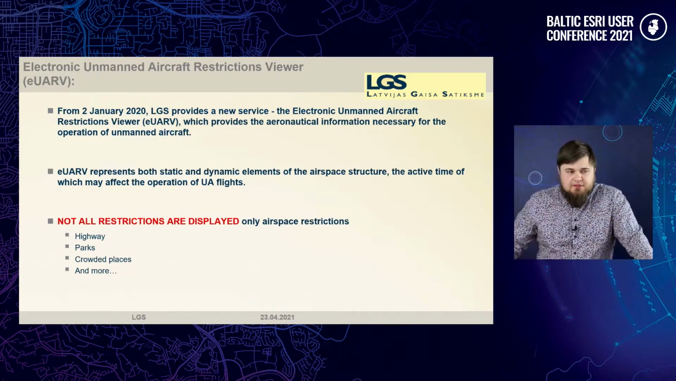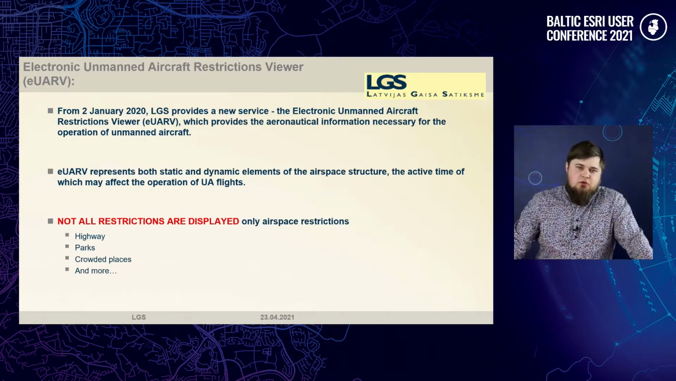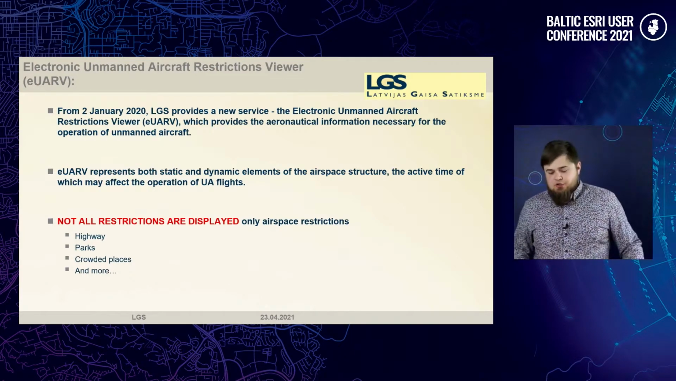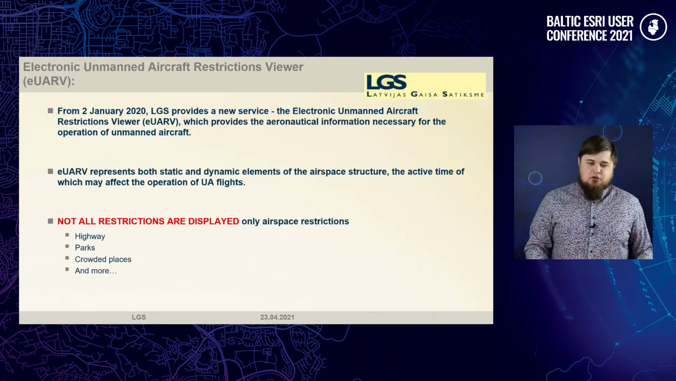But you need to remember that not all restrictions are displayed on this viewer. For example, regulations mention that you cannot fly over highways, parks, or crowded places with a lot of population, and some other restrictions are mentioned in regulation as well.